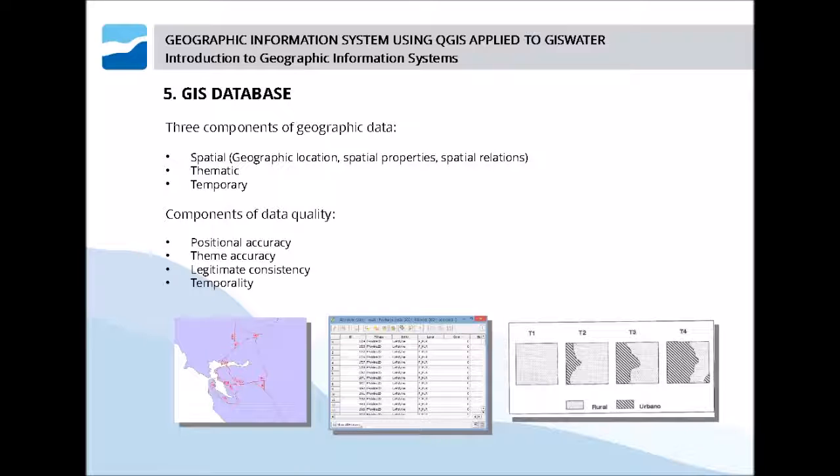Within the nature of the data stored in a GIS, we have three components of geographic data: spatial, thematic, and temporal. Within data quality, we consider positional accuracy, thematic accuracy, logical consistency, and timing of the data. Depending on the data you are working with, we require positional accuracy. Or if we are working with information that varies in time, we need the temporality of such data.